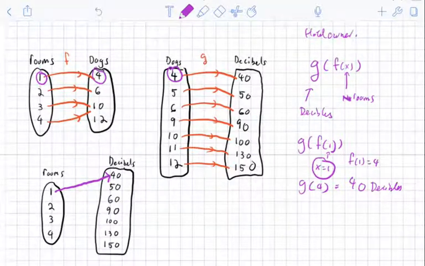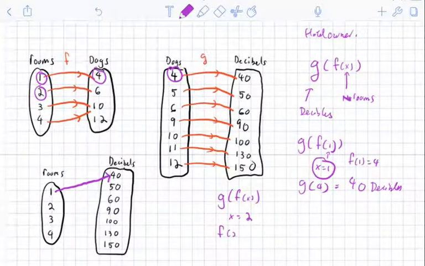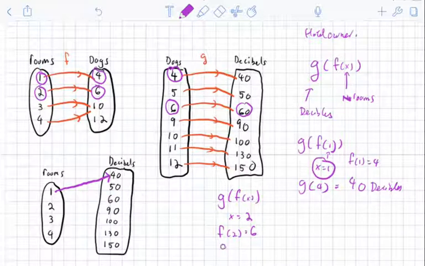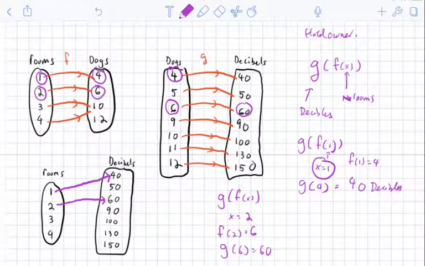If I empty 2 rooms into the courtyard, so g of f of x, when x is equal to 2 rooms, I get 6 dogs in the courtyard. If there are 6 dogs in the courtyard, that means there are 60 decibels. So empty 2 rooms, you get 60 decibels. Try it for the last 2, and then I'll show you how to do it.